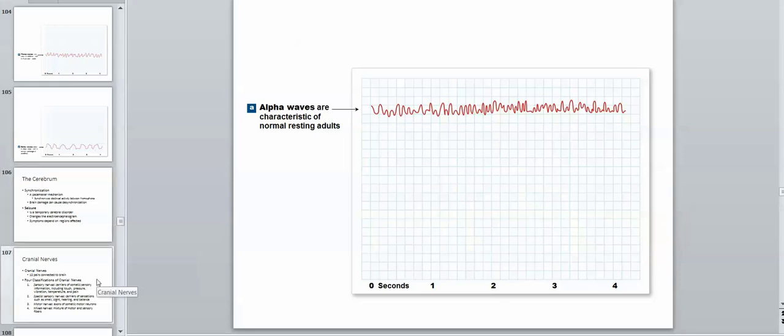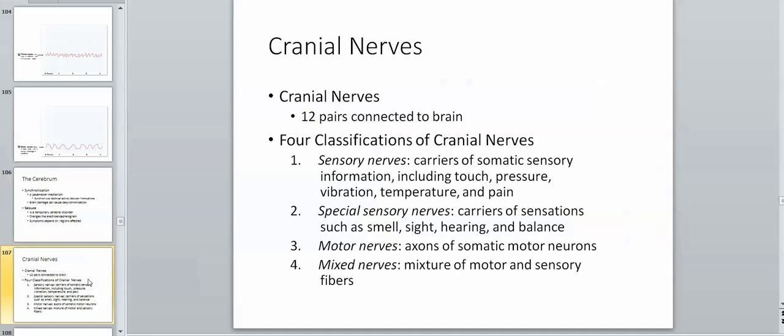All right, that brings us finally to our cranial nerves. Remember that we have 12 pairs of cranial nerves. And cranial nerves are things from the periphery. They're not part of the central nervous system. They're part of the peripheral nervous system that attach to the brain in some area.